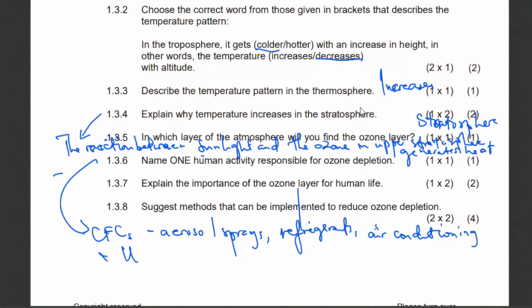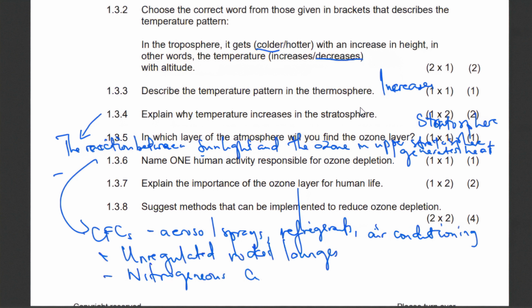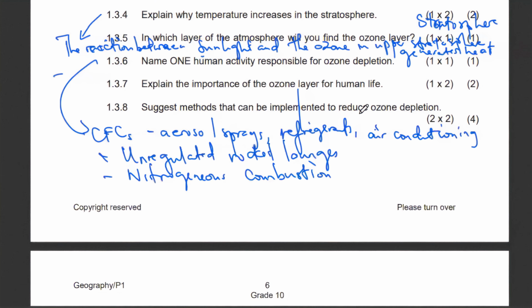And also we can look at unregulated rocket launches. They are also responsible. Then we can also look at other activities like nitrogenous combustion, the burning of substances containing nitrogen. They are also responsible for the damage of the ozone layer.